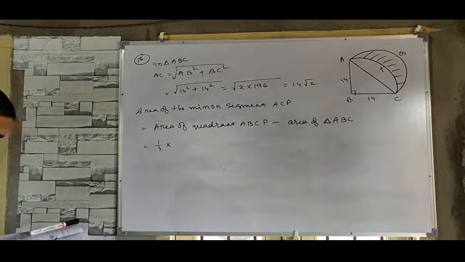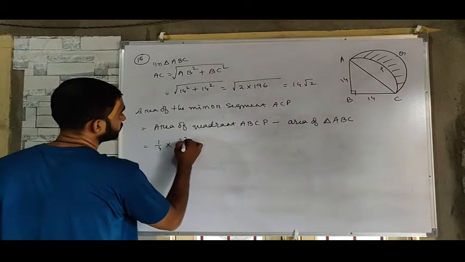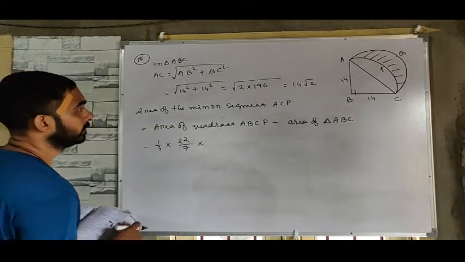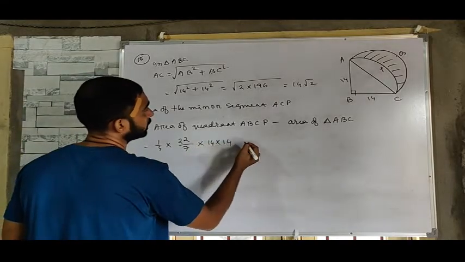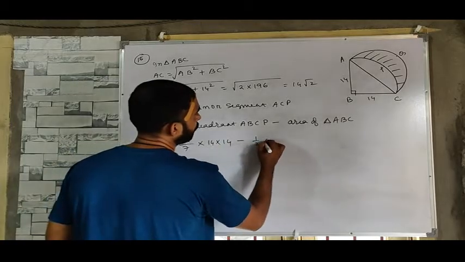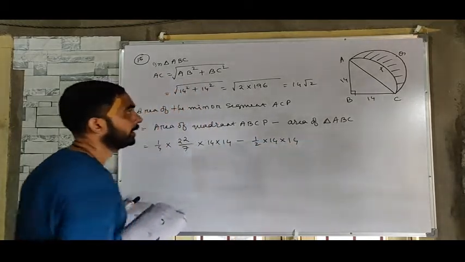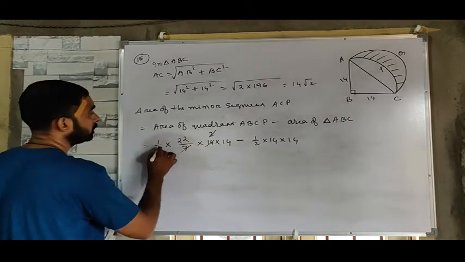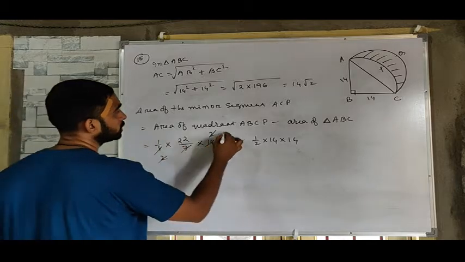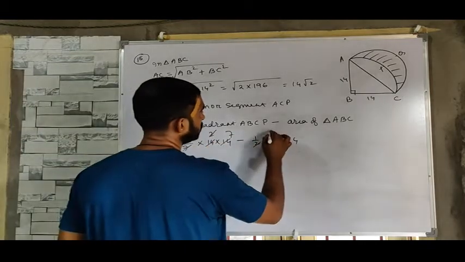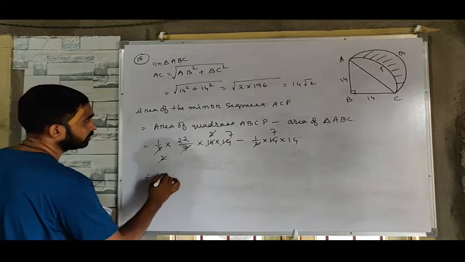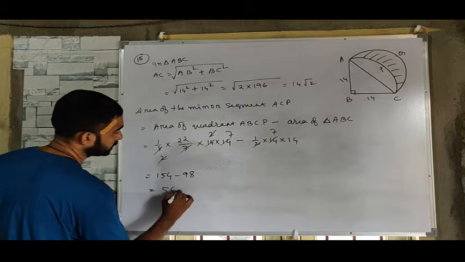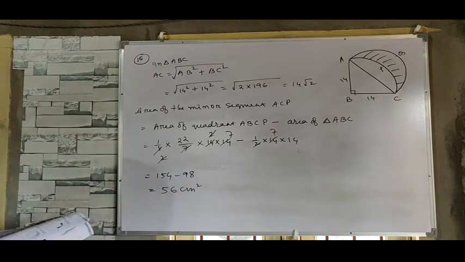Pi equal to how much? Pi is 22 divided by 7. R square, R equals how much? 14. So 14 into 14 minus area of triangle, half into base into height. So 7 2s are 14, 2 7s are 14, then 2 7s equal how much? 154 minus 98 equals 56 square centimeter.